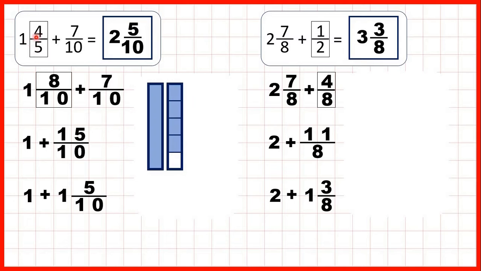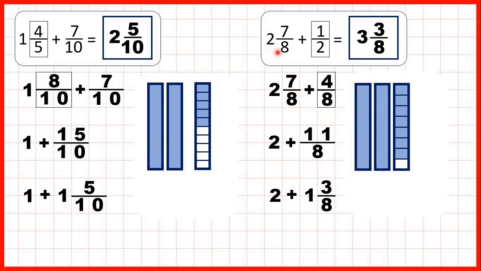We started with 1 and 4/5, and we needed to add 7/10. We changed those 4/5 into 8/10, but then when we put our fractions together, that gave us 15/10. We knew that we couldn't write 1 and 15/10 as our answer, because we can't have an improper fraction in a mixed number. So we changed the 15/10 to 1 and 5/10, and putting that together with the 1 whole that we started with gave us 2 and 5/10.